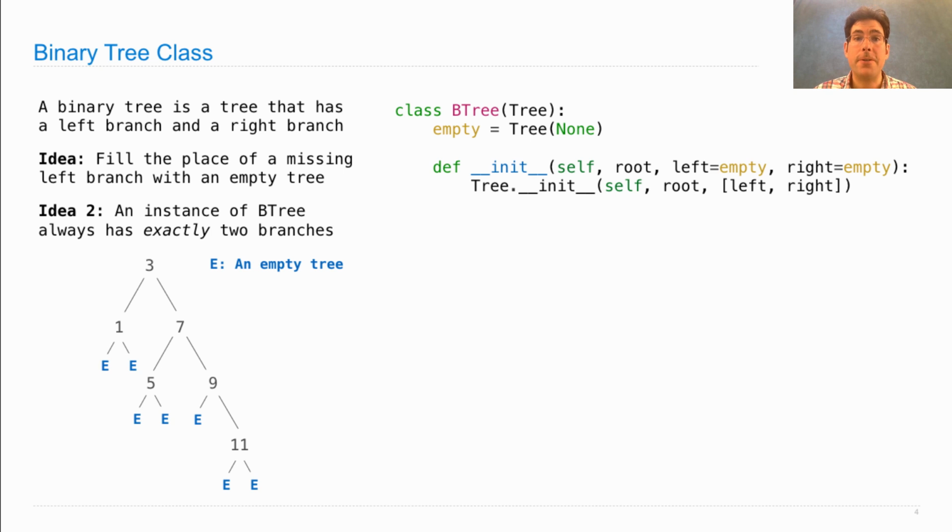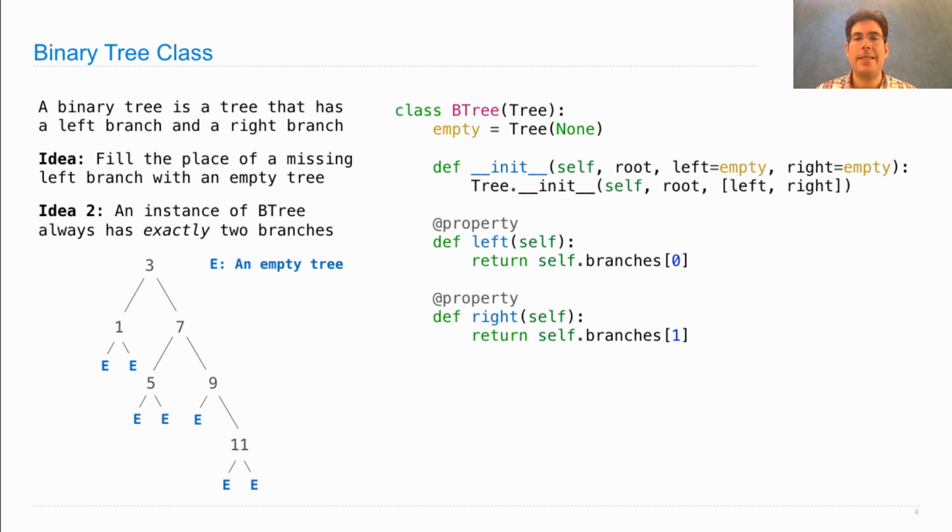So here's our constructor function, which takes in a root, a left and a right branch, both of which are empty by default. And all it does is call the tree constructor with left and right as the list of branches. So there are always two. Then we define property methods left and right in order to access those two branches, which we know exist because it's an instance of a BTree class.